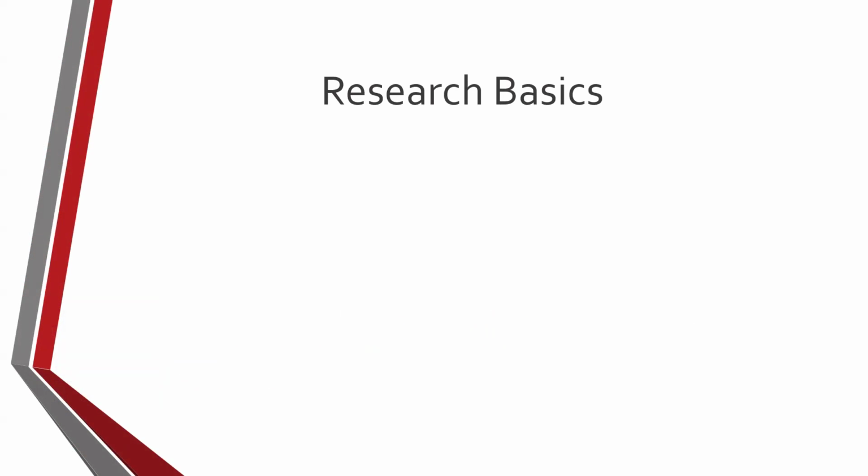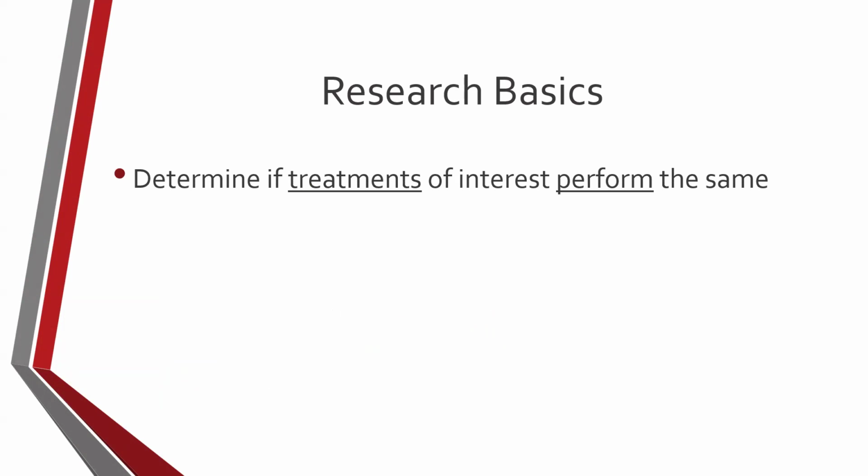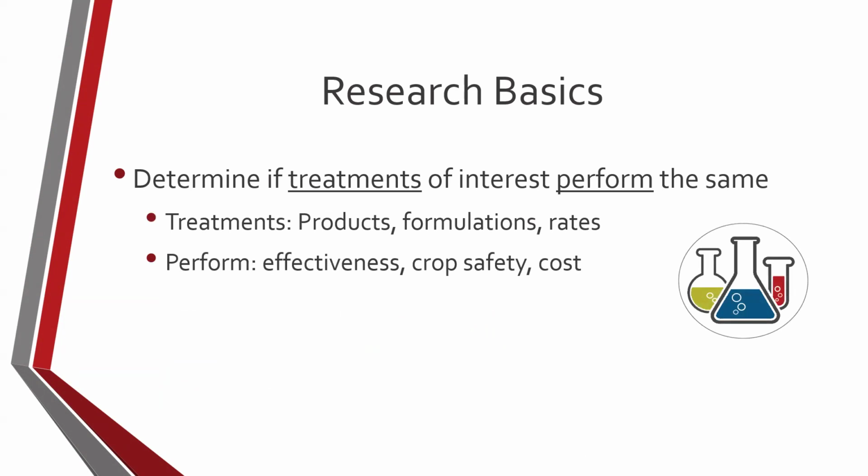All right, the goal of research is often to determine whether your treatments of interest perform differently. The choice of your treatments could be different products, different formulations, or different rates of application. We want to know if those treatments can be distinguished from one another in their effectiveness, safety to the crop, or cost. Sometimes maybe you're hoping that the performance is indistinguishable if your product's cheaper. So research trials are then performed to obtain observations of treatment performance. We call those assessments or ratings, typically in ARM.